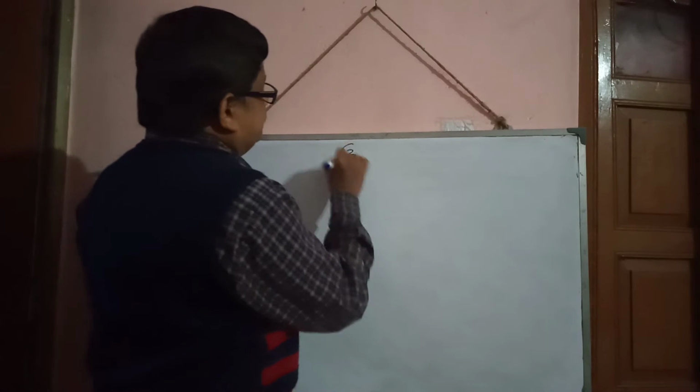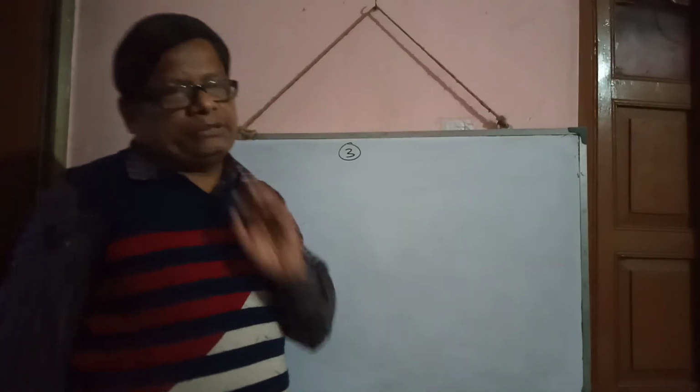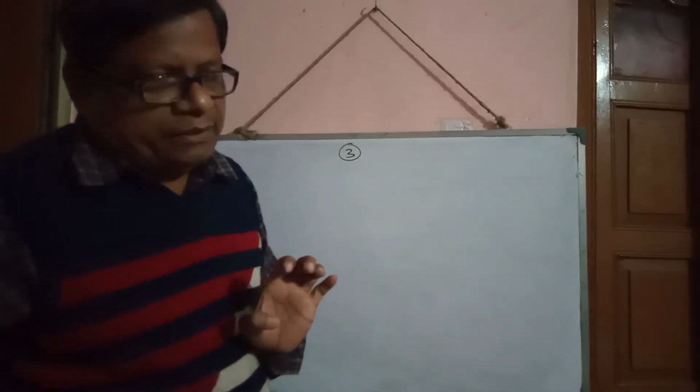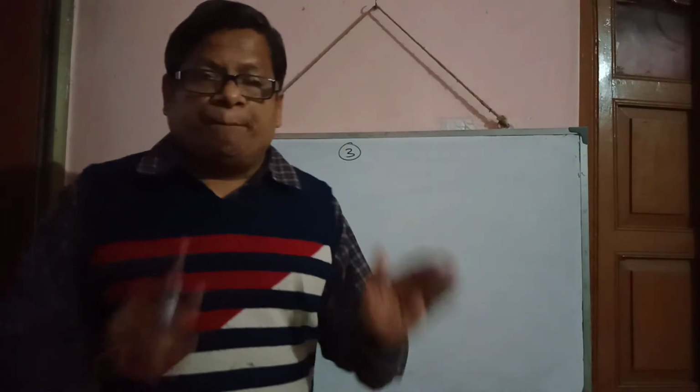Now question number 3. One important question. Continuity already discussed. If a function f(x) has a finite derivative at x equal to a, then the function is continuous. This is a very important question. The converse is not always true. A function which is continuous may or may not be differentiable, but a function which is differentiable must be continuous.